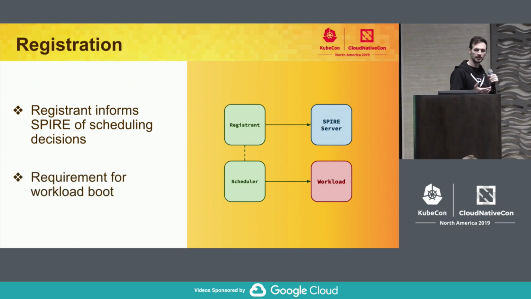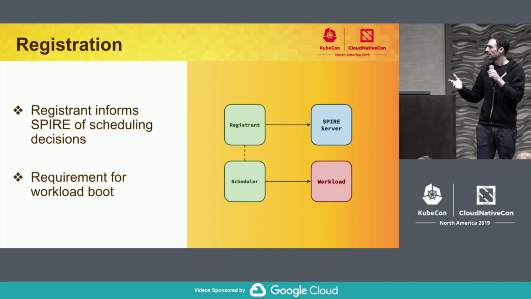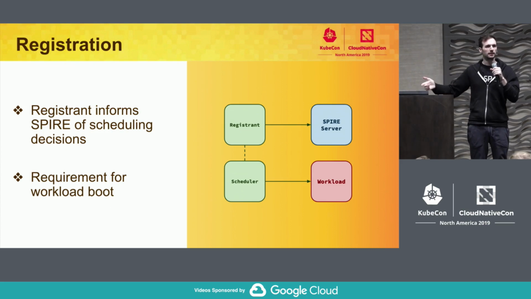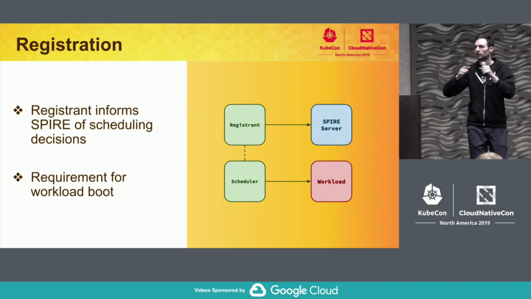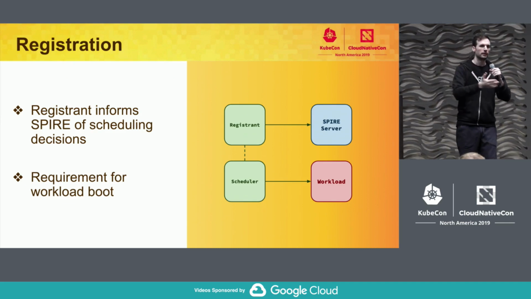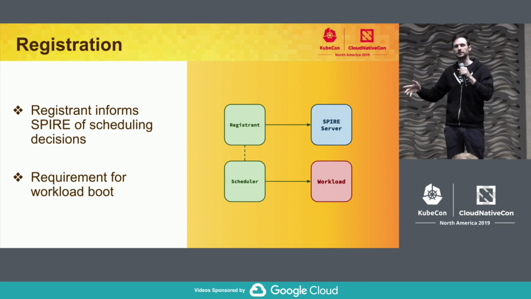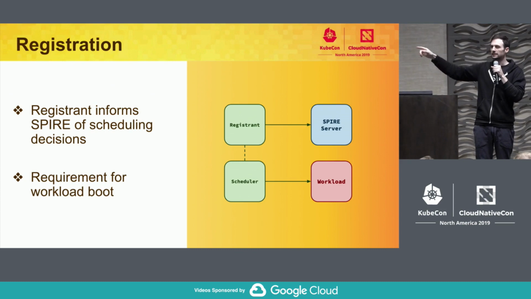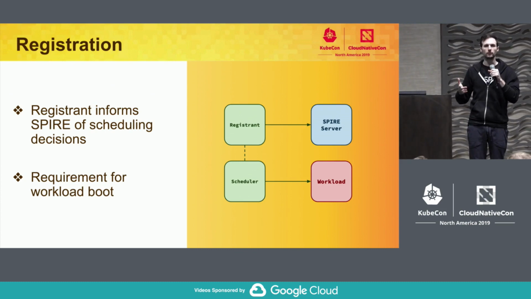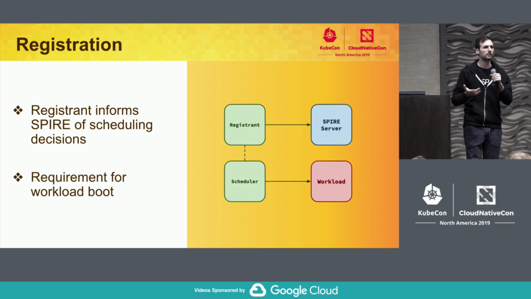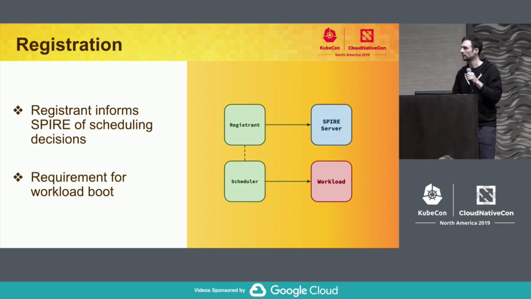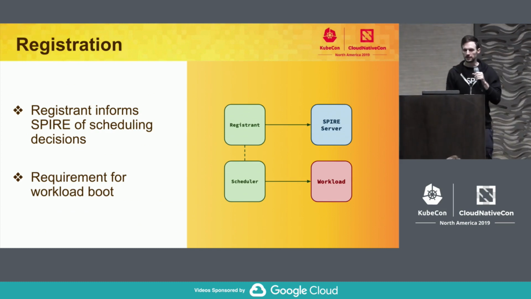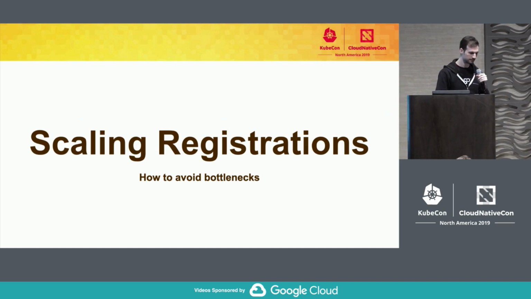But one of the problems here, as you might notice, is that in order for a workload to get its identity, it first needs to be registered with SPIRE. And this process can be kind of racy in terms of, is the workload coming up before the registration actually propagates through the system? We've got to be aware of that. But not only that, the registrar is now a bottleneck for workload boot. That's a little bit of a problem from a reliability perspective, because now you have this extra component that needs to always be up in order for workloads to launch.